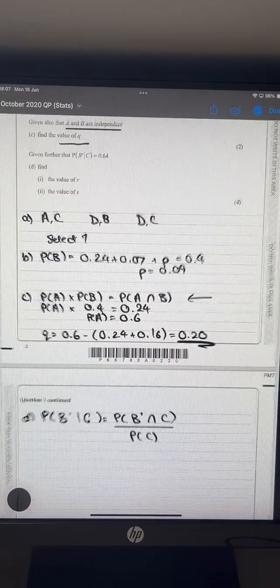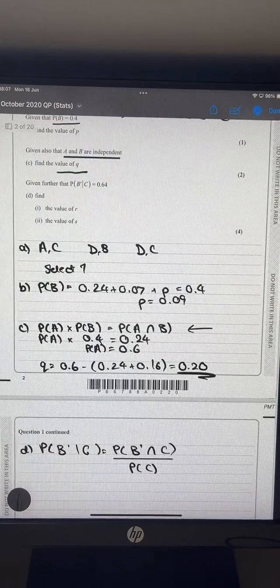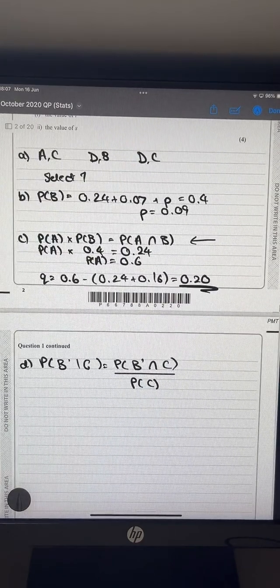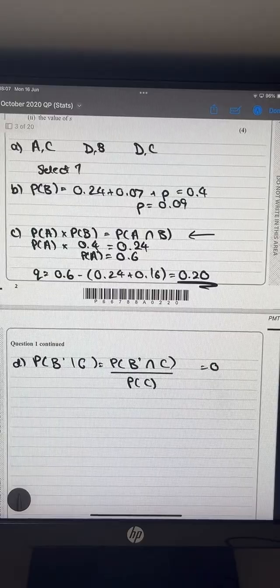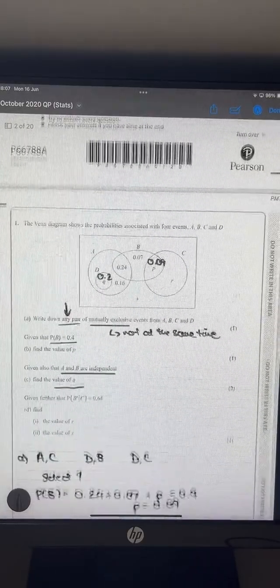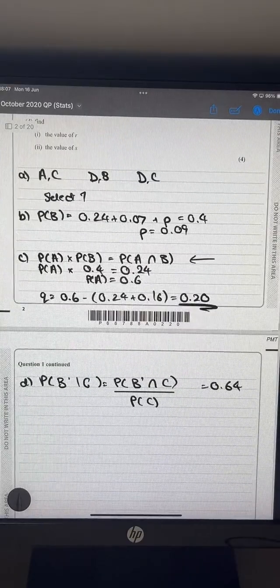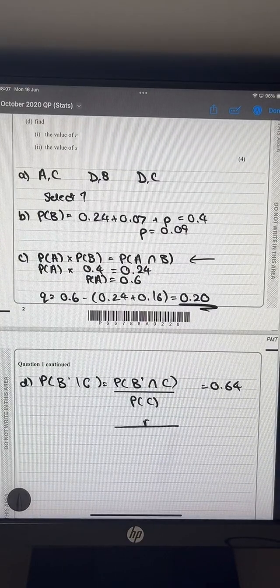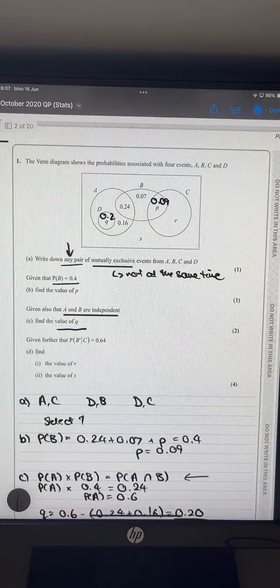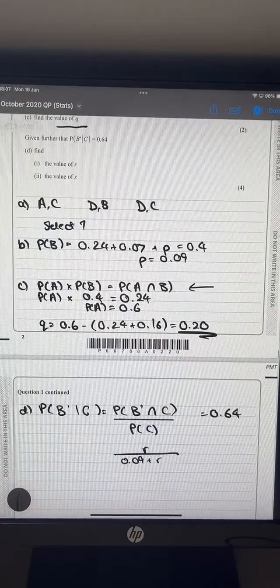And I've got a video down my list on conditional probabilities. So that they're telling me is 0.64. So this equals 0.64. Well, what's the probability of not B and C? Let's find that on the diagram. So this is C, but they don't want the B, so that's just R. So this is equal to R. And now what is the probability of C? Well, that is just 0.09 plus R.